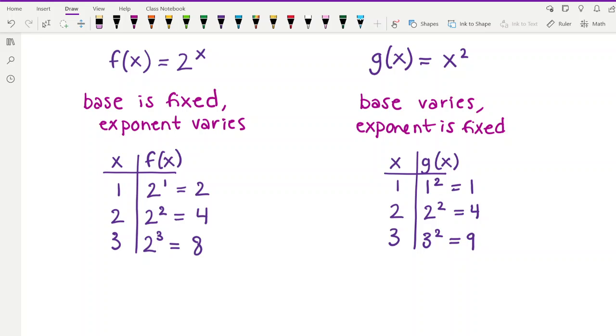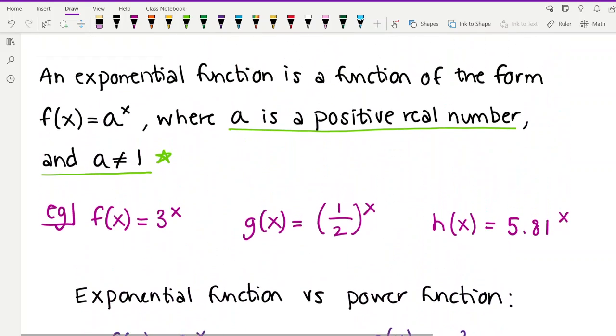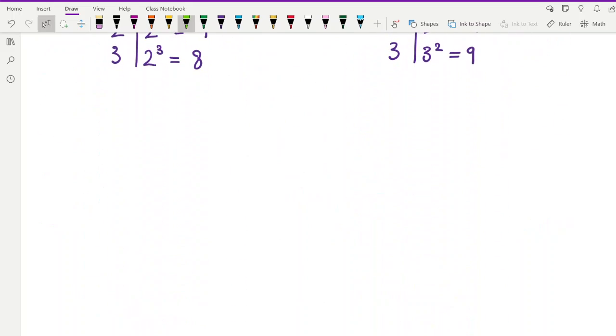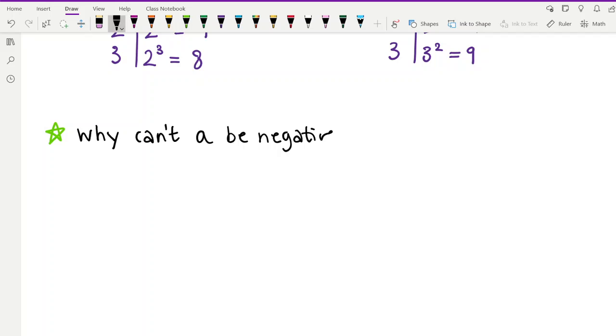Okay, so that's the general idea of what an exponential function looks like. I now want to quickly mention why a has to be a positive real number, and why a cannot be 1. So let's address that down here. Why can't a be a negative number? Why can't a be 0, because 0 is also not a positive number? And then finally, why can't a be 1?